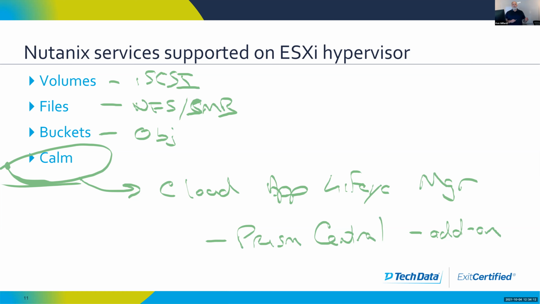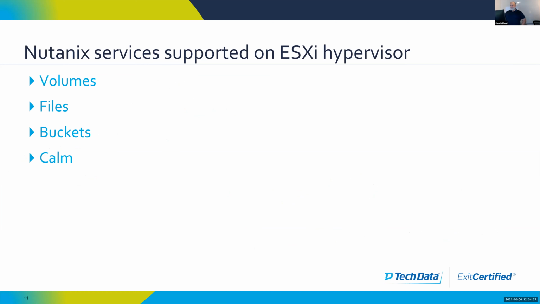So you've got some Azure deployed VMs or some AWS deployed EC2 instances. Calm can manage those deployments and lifecycle operations across all of those environments for you. So those are all supported.